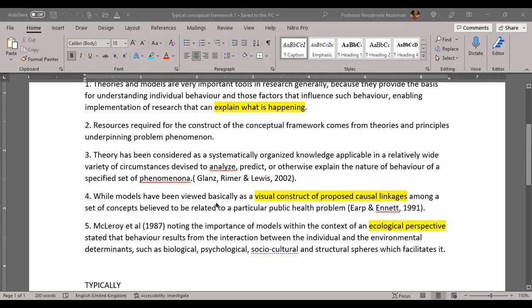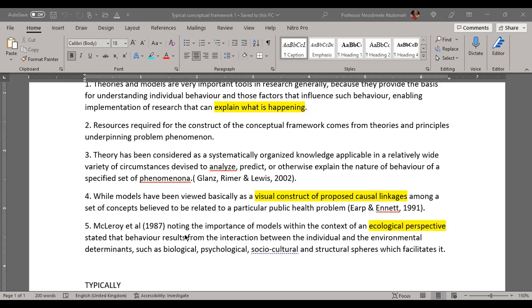So while models have been viewed basically as a visual construct of proposed causal linkages among a set of concepts believed to be related to a particular public health problem, we are constructing and needing to show the relationships that exist, and a visualization of the positions of each element of the problem phenomenon, that is the variables that are playing their role in that problem, will aid the explanation that is required. We have two basic explanations: why is the problem occurring and how is it occurring. Without the theories and the models, you cannot do that. Any explanation would be guesswork.